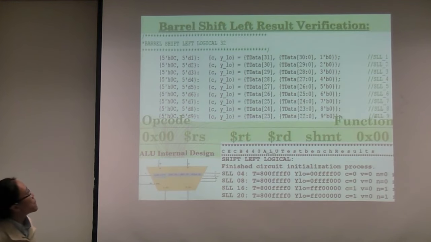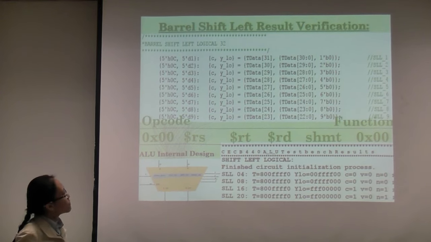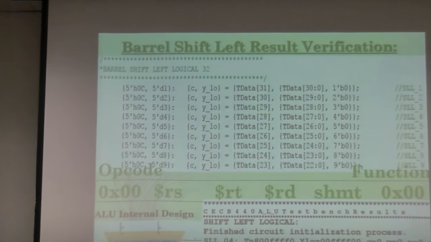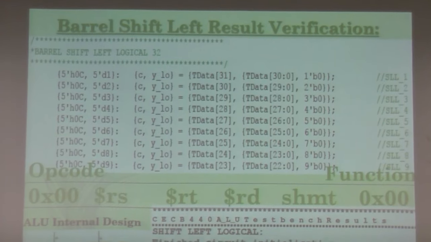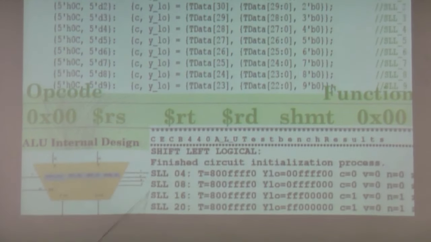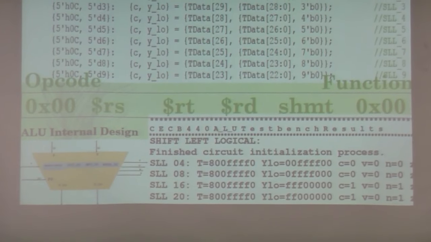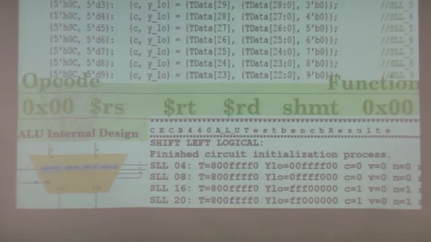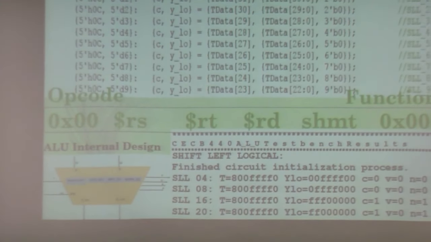And this is the verification of the shift left logical, and the function code is 0 and the opcode is 0. If it shifts 4 to the left, the most significant bits are shifted to the left by 4, and it fills the least significant bits on the right with 0. If it's a 20 bit shift to the left, then it fills the least significant 20 bits with 0.